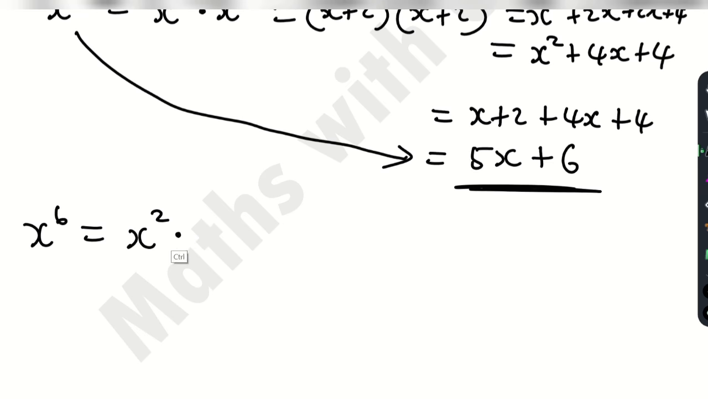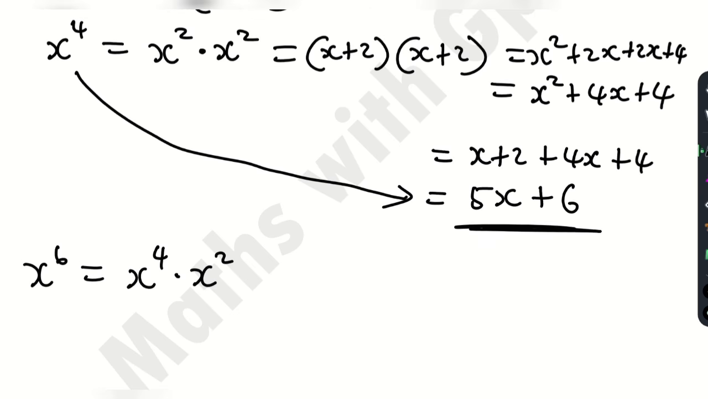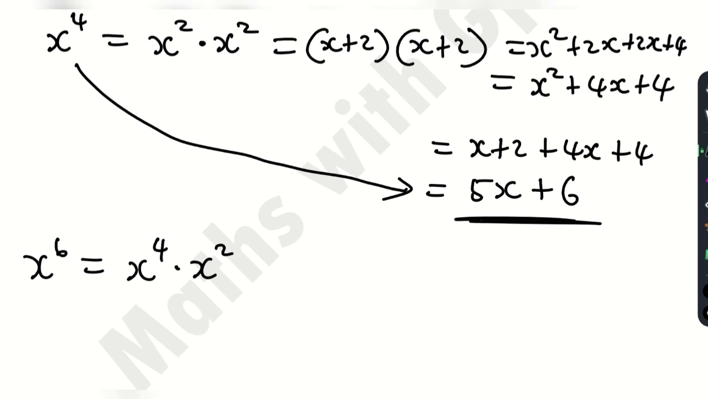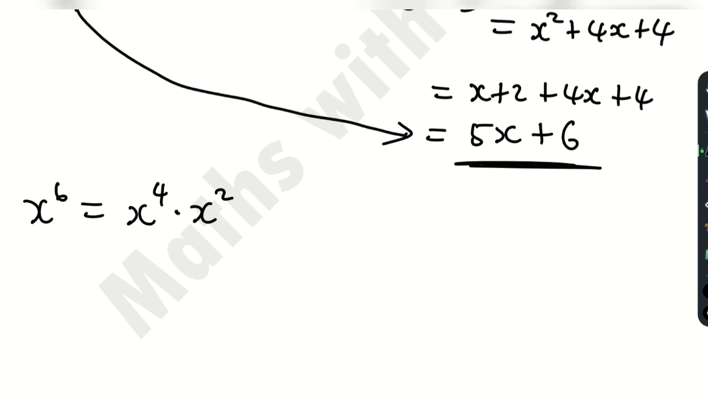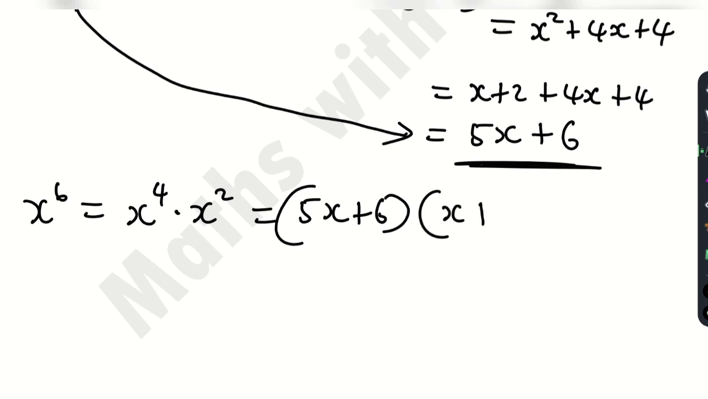Or maybe I should rewrite it like this. x raised to the power 4 times x raised to the power 2, because when you add these two powers, you get 6. The reason why I'm choosing to use this is because I already know what x raised to the power 4 is. See, this arrow, nice diagram. We have 5x plus 6. You see how beautiful this is? So this is equal to x raised to the power 4, which is 5x plus 6. What about x raised to the power 2? It is x plus 2, remember?